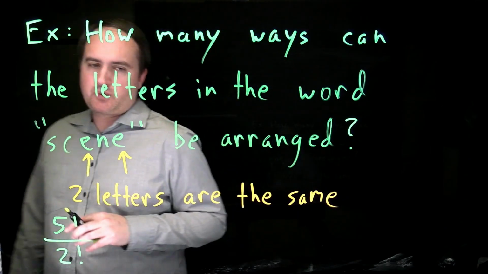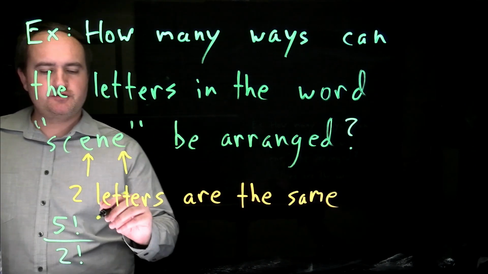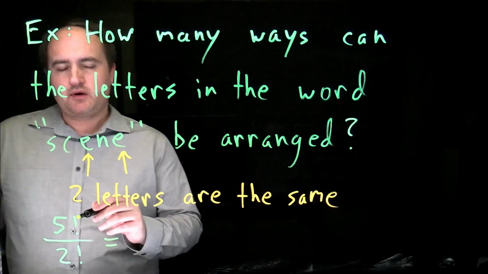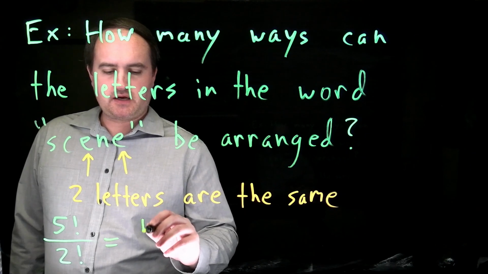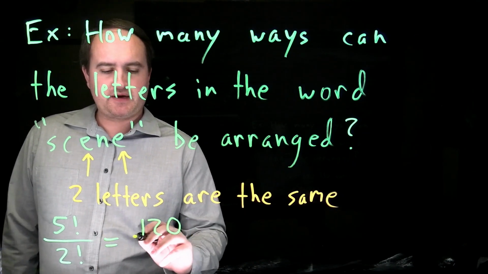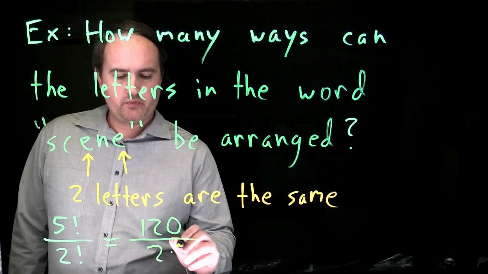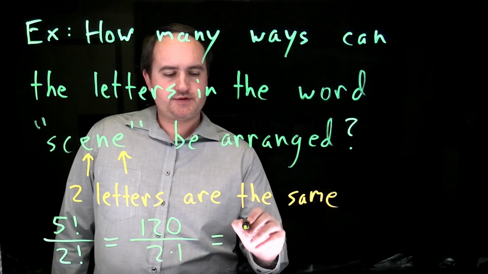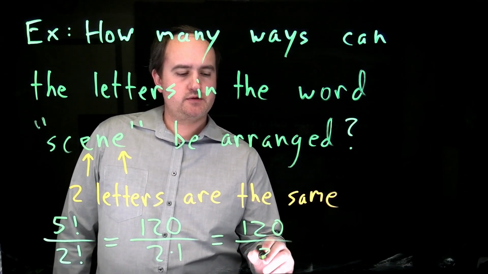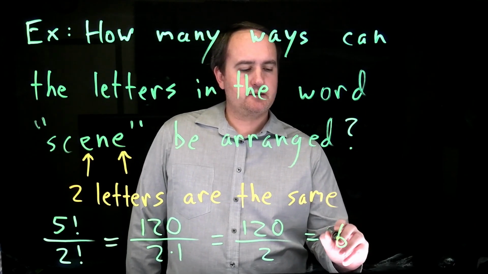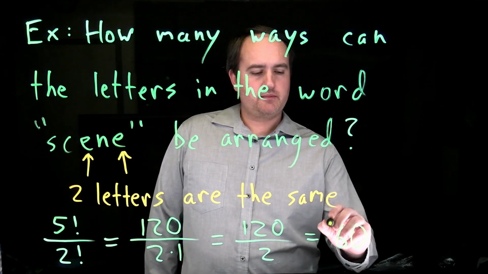Okay? But for this quick example, 5 factorial over 2 factorial, well, we already calculated 5 factorial, which is 120. And then 2 factorial is 2 times 1, which is 2. So this would be 120 divided by 2, which is 60.